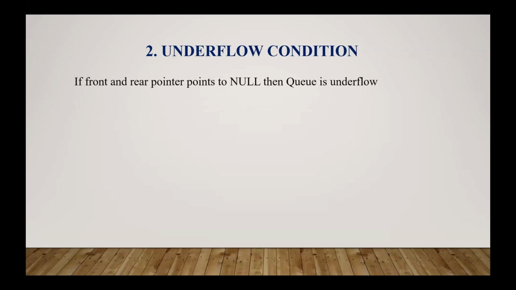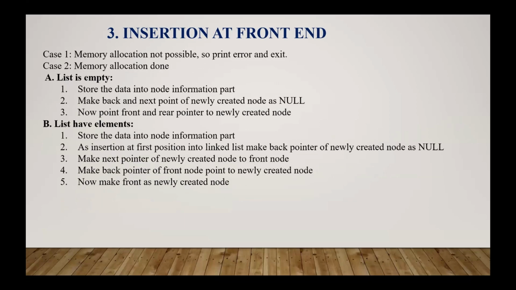So in the double-ended queue, since we require access to both ends, we use two pointers: one pointer for the front end and another pointer for the rear end. If both the front and the rear point to null, then we say the queue is in underflow. Simply, if the front is null, it is underflow; there is no data. Next, we have to know how to perform insertion at the front end. This is the algorithm we have to follow whenever we insert at the front end. So as we know, this is a queue.